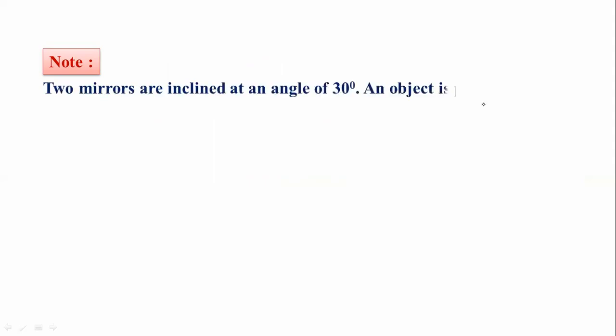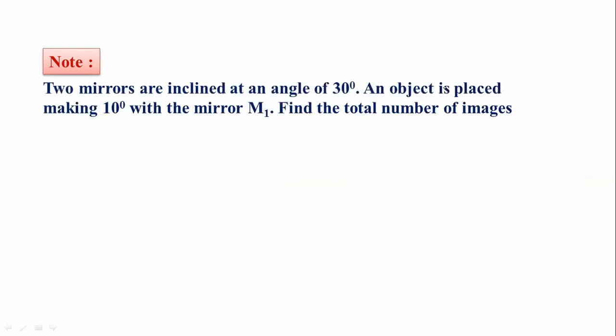This is one of the important questions, in the sense of a formula that you all should know. Two mirrors are inclined at an angle of 30 degrees. So I keep two mirrors at an inclined angle, at a certain angle, let's say 30 degrees. An object is placed making an angle of 10 degrees with mirror M1. So this is one mirror M1, this is another mirror M2.